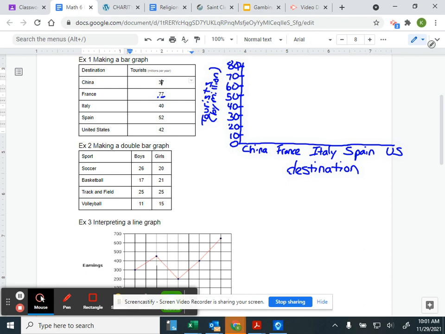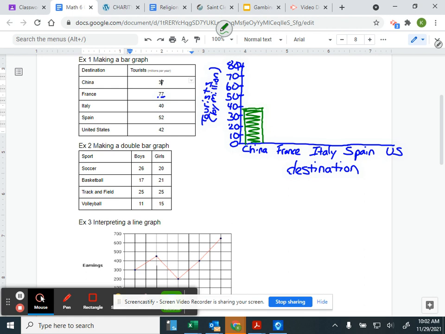So let's look. China had 37. I have a 30 and I have a 40. Where is 37 going to be? Is it going to be right in the middle? No. Where's it going to be, Josie? Yeah, it's going to be a little bit closer to that 40. So we're going to make a bar. And then we want to have a little bit of space between the China and the France bar. We don't want them touching. When you do a bar graph, they don't touch.